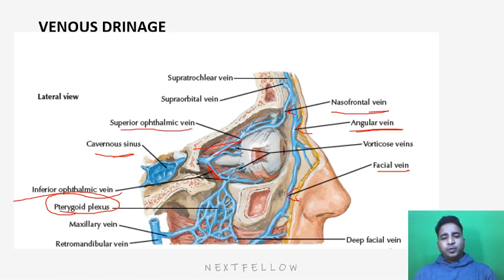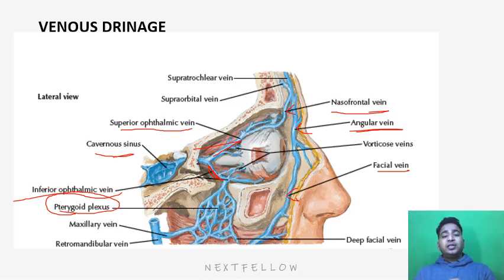So how does the venous drainage happen? By means of the angular vein and the facial vein, they have connections with the pterygoid plexus. This pterygoid plexus is located posterior to the maxillary sinus, or we can say at the level of the sphenopalatine fossa. So the pterygoid plexus, facial vein and angular vein, by means of the superior and inferior ophthalmic veins, finally drain into the cavernous sinus. So look at this diagram.